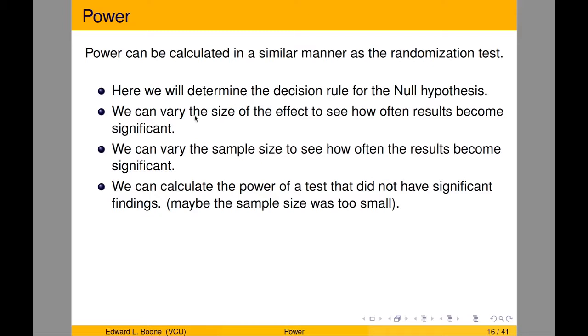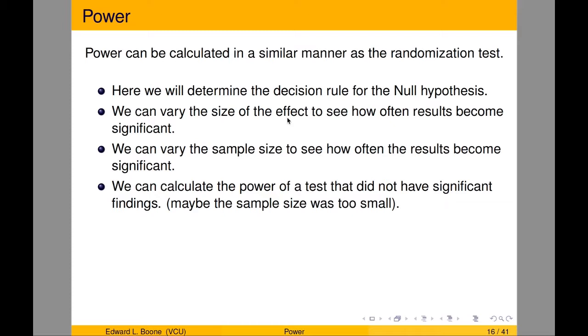We need to see if we can vary the effect size and see how often the results become significant. We can vary the sample size to see how often the results become significant. These are two things people often do so they can examine how much power they actually have given their data or something they plan. Often you will hear people say, how big of a sample size do I need? And you say, well, it depends on how big of an effect you need. Or it could be, how big of an effect can I detect given the sample size? These two go together, and you need to know both, otherwise it isn't going to work out well.